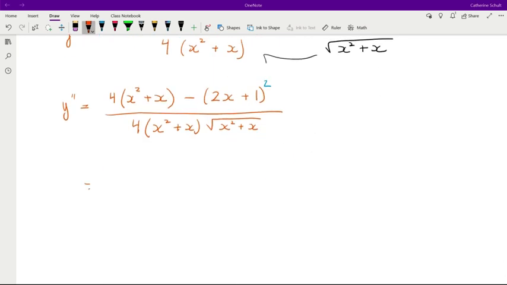Now we're going to clean everything up. Distribute that 4. Do 2x plus 1 all squared.